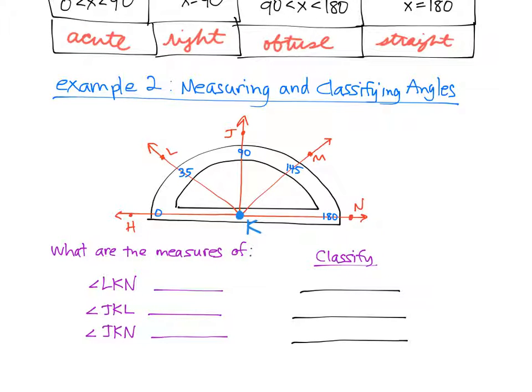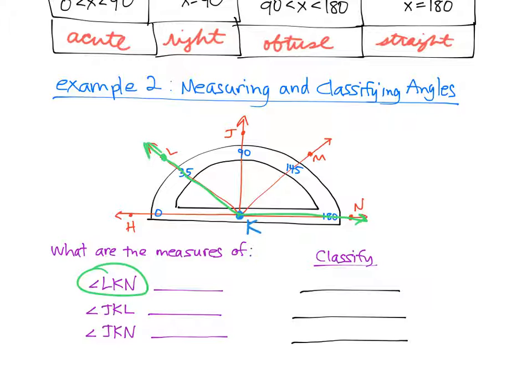So to name the angle, it basically tells you how to draw it, right? Start at L, go to K, and then end through N. This is how you name that angle, LKN. And the letter in the middle is always going to be the vertex, or the endpoint of the two rays that create the angle.